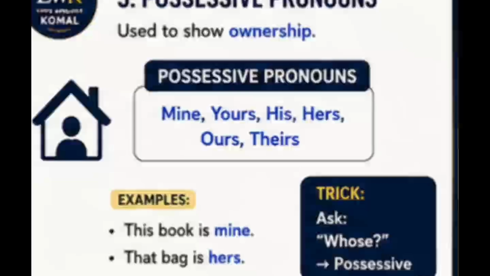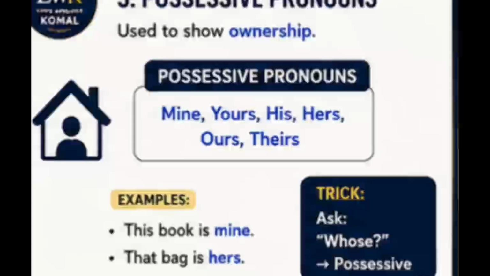Let's see the trick of this one. Ask "whose". If you ask the question "whose" to your sentence, then the answer is possessive. Here you can see, this book is mine. Whose book? Mine. So this is the easy trick to identify the possessive pronoun.